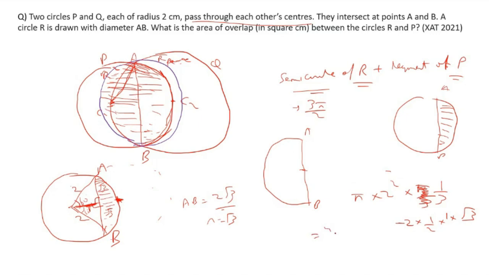Basically this is 4 pi by 3 minus root 3, which is the segment of P area. So now I have both parts of it. This becomes 3 pi by 2 plus 4 pi by 3 minus root 3, so it becomes 17 pi by 6 minus root 3, and this is the answer.